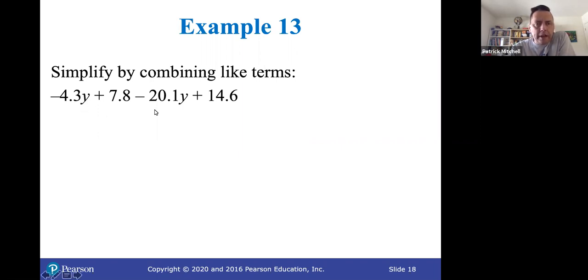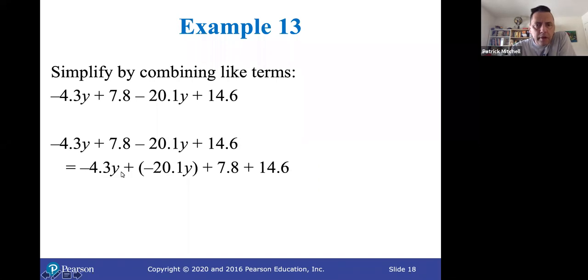And one of the analogies that I like to use in my classes is apples and oranges. So anything that has a variable term, I call an apple. Anything that's a constant term, I call an orange. So we're going to put the apples with the apples, put the oranges with the oranges. So notice that they've just rearranged the order of the terms. And they've also changed all of the subtractions to add the opposite.